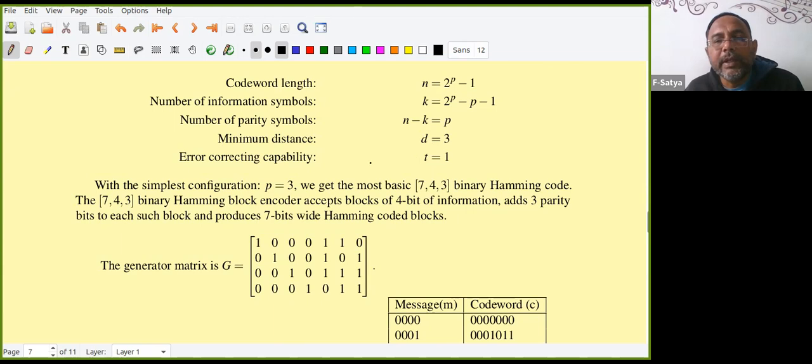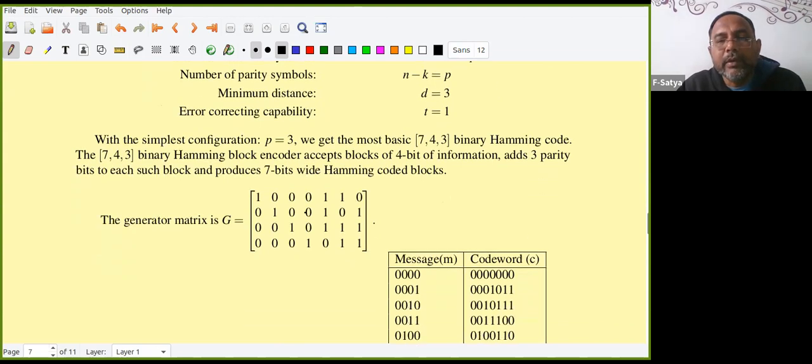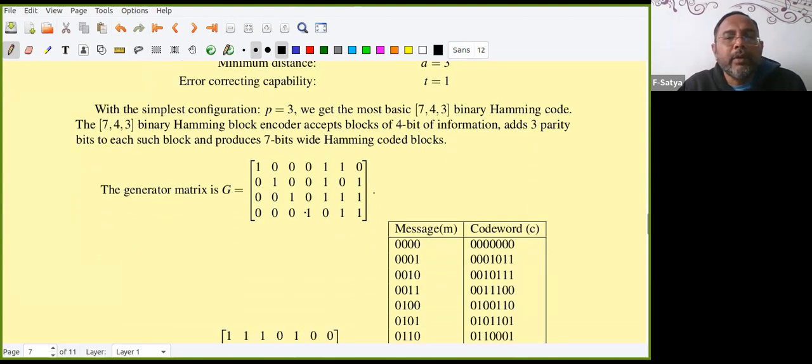Once you know this, the error correcting capability is (d minus 1) by 2, right? 2t plus 1 is the distance. If the distance of the code is 2t plus 1, it can correct t errors. So it can correct one error. One example, (7,4,3), when p equal to 3. So what is the generator matrix for this? Since it is (7,4), the generator matrix size is 4 cross 7.